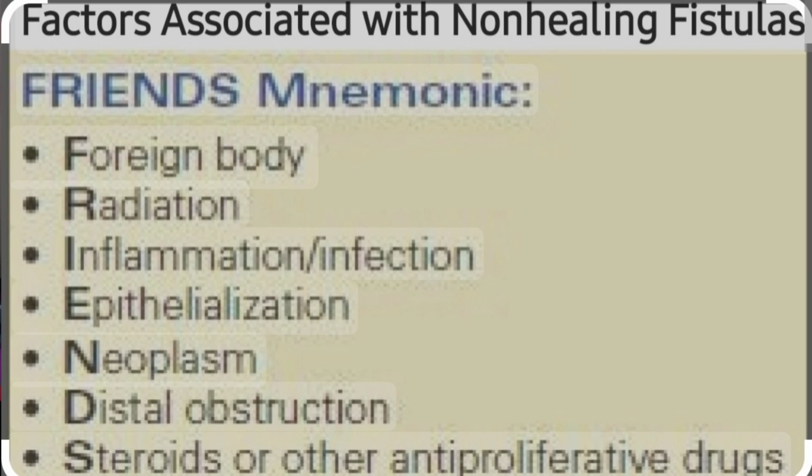N stands for neoplasm. Neoplasm simply means cancer. If there is cancer going on, or if there was cancer that caused this fistula, the fistula will not close off. And S stands for distal obstruction. Distal obstruction simply means that there is something in the intestines that is obstructing the lumen of the intestine, especially in the portion of the intestine that is closer to the anal opening.